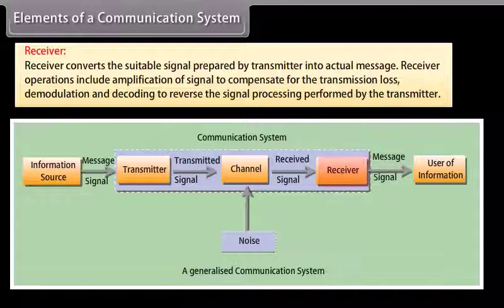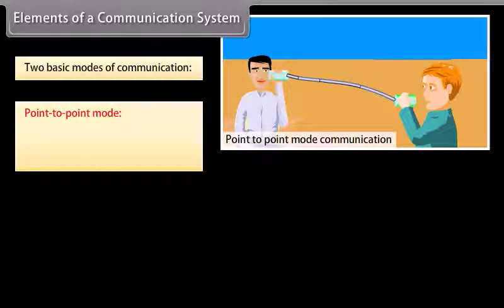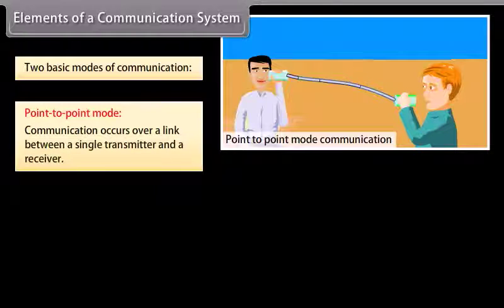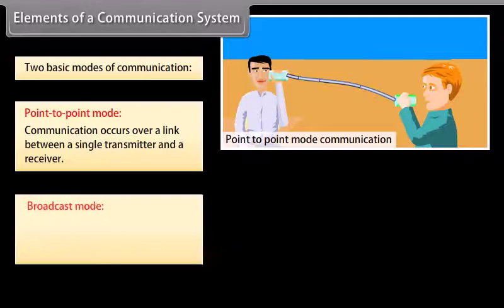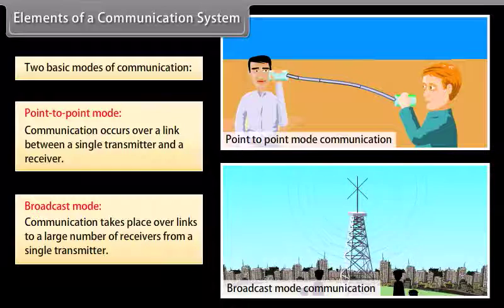performed by the transmitter. Two basic modes of communication. Point-to-point mode. Communication occurs over a link between single transmitter and a receiver. Broadcast mode. Communication takes place over links to a large number of receivers from a single transmitter.